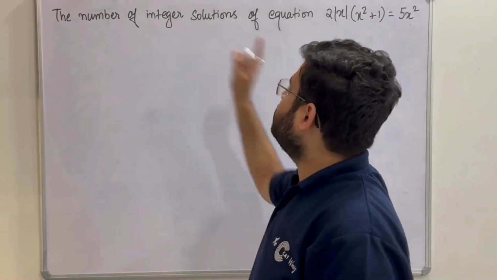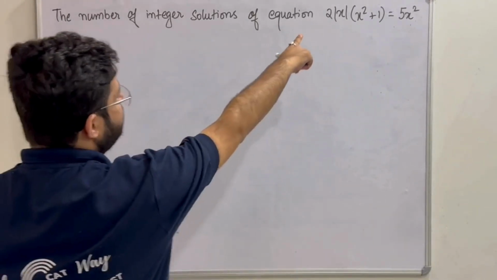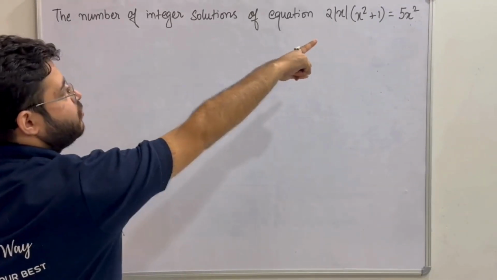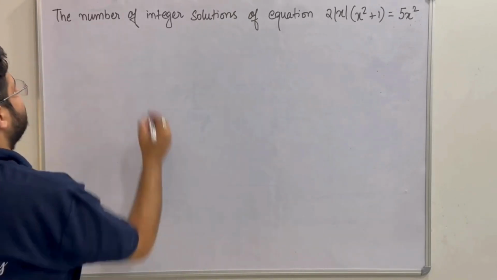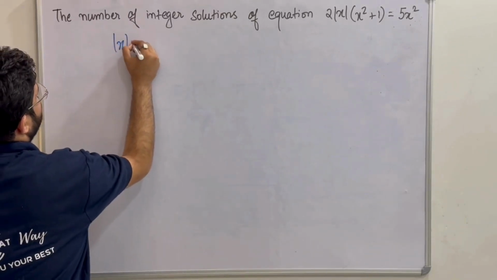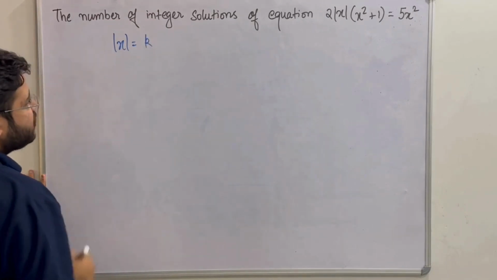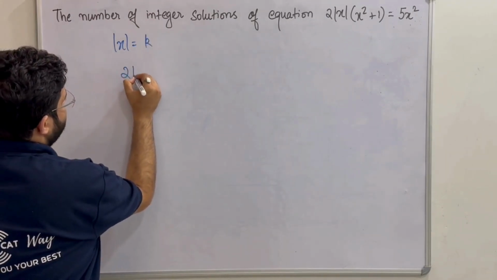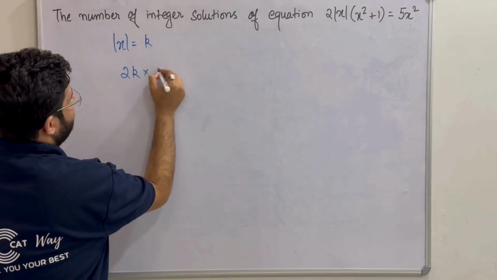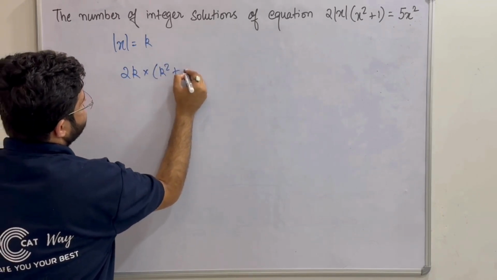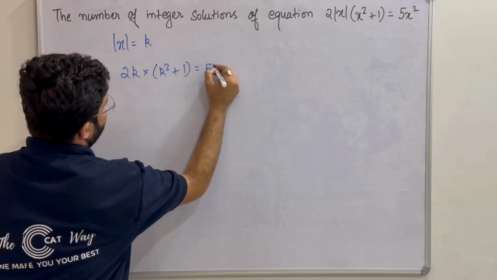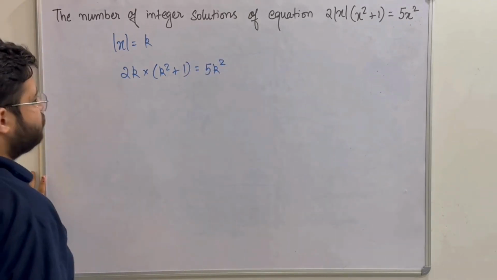The question is that the number of integer solutions of the equation 2 mod of x multiplied by x square plus 1 is equal to 5x square. Now what we can do over here is we can assume that my mod of x is equal to k. So I will convert my equation into 2 times of k multiplied by k square plus 1 is equal to 5k square. Correct? So this is what I have.